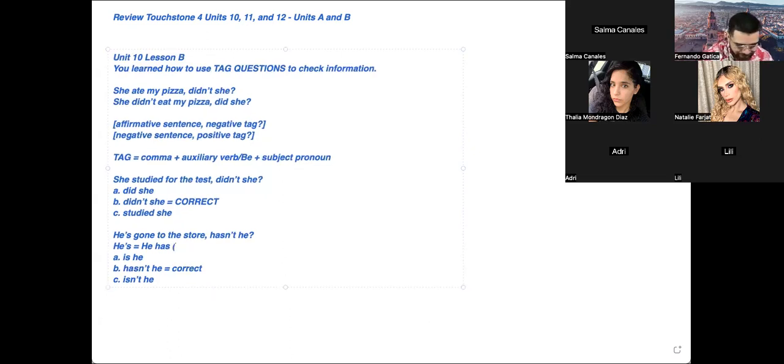And remember, the auxiliary verbs in the present perfect are have or has. It depends on the subject. Los verbos auxiliares del presente perfecto son have o has, dependiendo del sujeto. Let's see, two more examples.